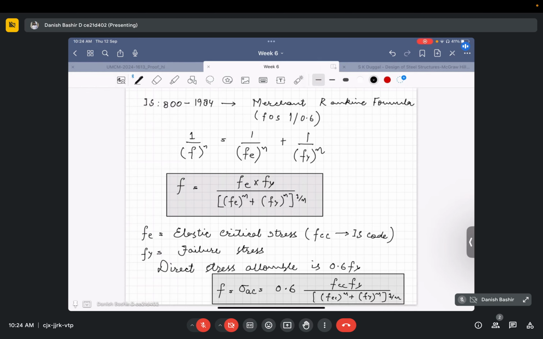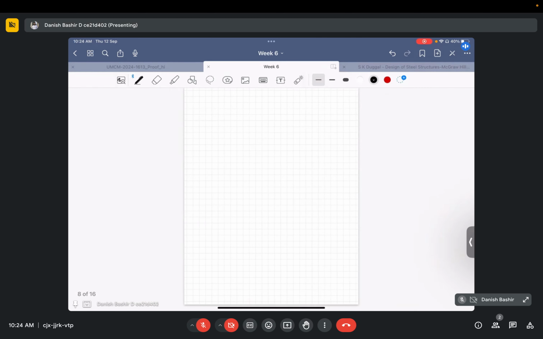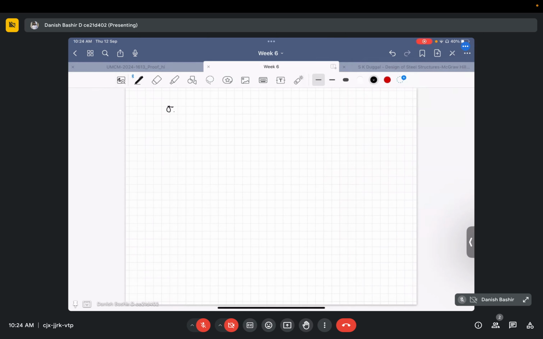So what is the definition of the different terms? I will write it here. Sigma ac that I wrote previously is permissible stress in axial compression, and it is in megapascal. What is fy? fy is the yield stress of steel in megapascal.